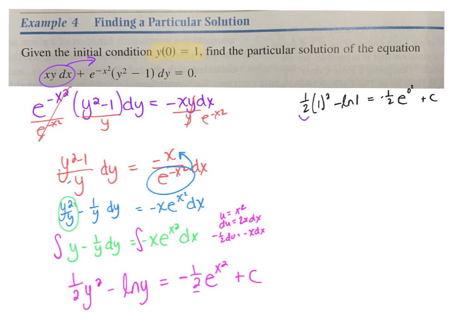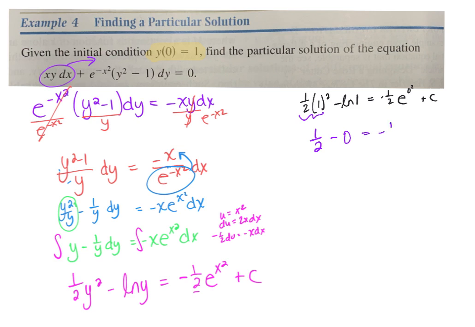And of course, this is easy. 1/2 times 1 squared is just 1/2. ln of 1, log of any base of 1 is what? What to any power equals 1? 0. So your log of 1 is always going to be 0. Then e to the 0 is 1.